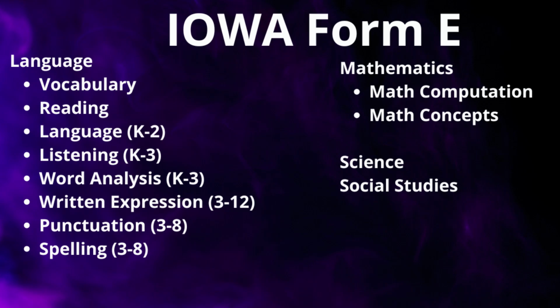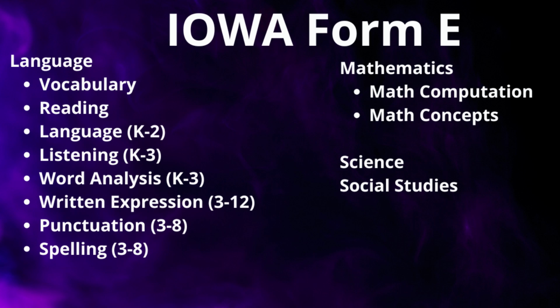What's unique about the Iowa too is that grades K through 3 will actually get a book that's a consumable, and they write on that. Grades 4 through 12 will get a Scantron, and they bubble in that. The K through 3 bubbles in, but it's consumable. What does the Iowa actually test? It's going to be vocabulary, reading. K through 2nd grade will do language, and K through 3rd grade will do listening. There is word analysis for K through 3rd grade, written expression for grades 3 through 12, punctuation for 3rd through 8th grade, spelling for 3rd through 8th grade, math concepts and computation.